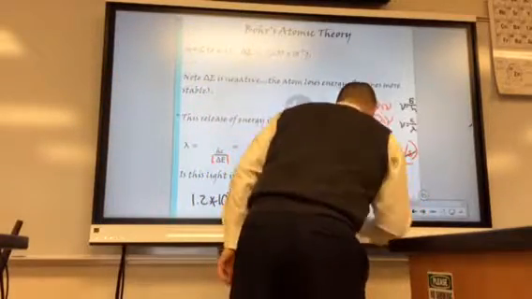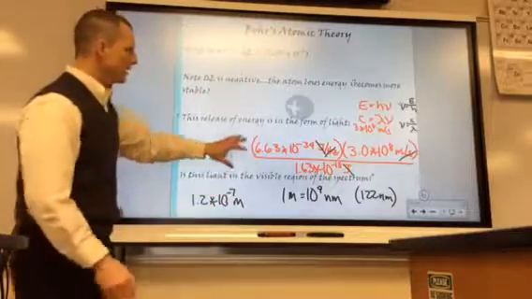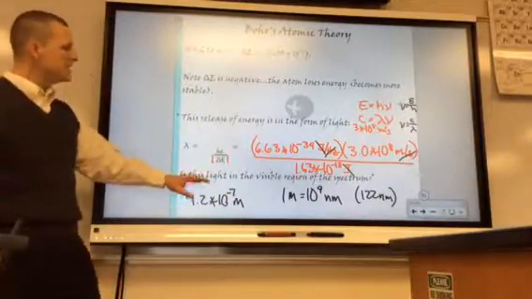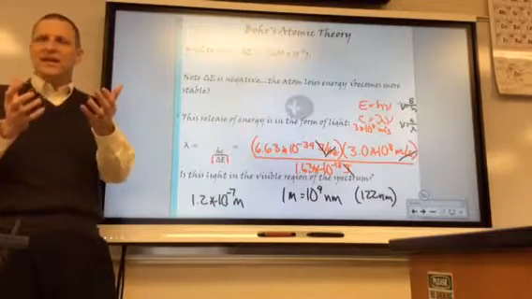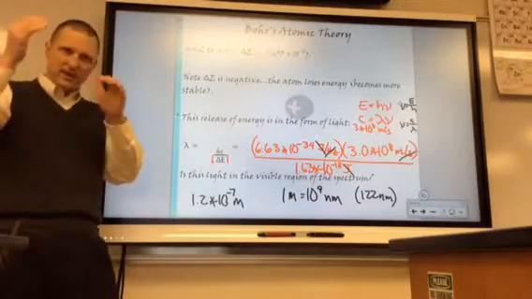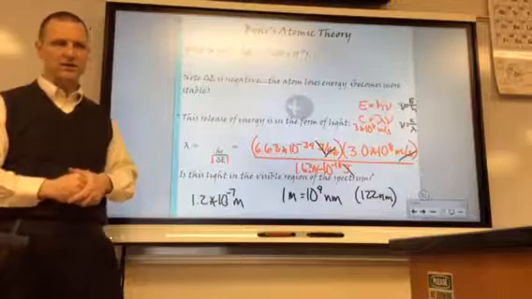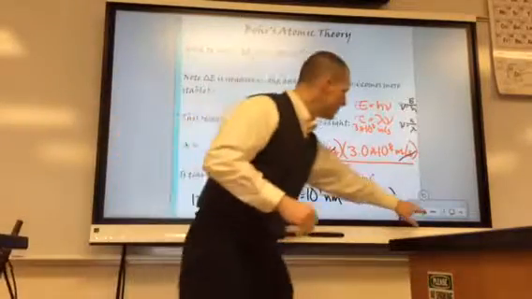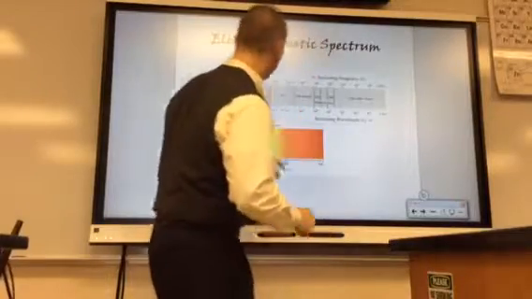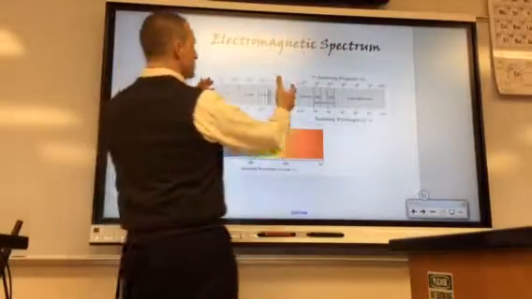nanometers. And my question for you is, is this light of that wavelength, would we be able to see that photon of light coming off when the hydrogen electron jumps from the second to the first? I have a spectrum right here. There's really 2 spectra.